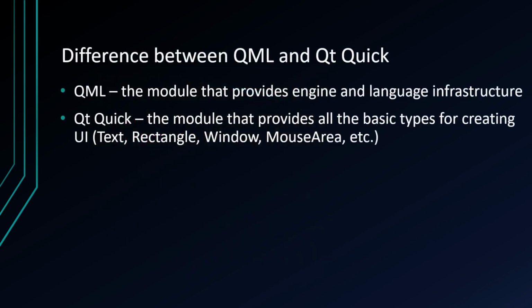The conclusion that comes out of this is that QML is a module that provides the engine and language infrastructure. Meanwhile, the Qt6 module provides all the basic types necessary for creating user interfaces with QML. With the help of Qt6 types, you can create and animate visual components, receive user input, and just build modern UI. See here, you have a bunch of items that you can add to your QML code.